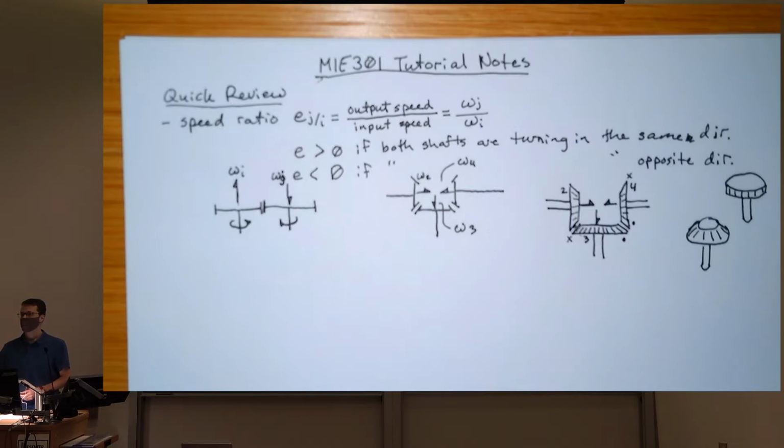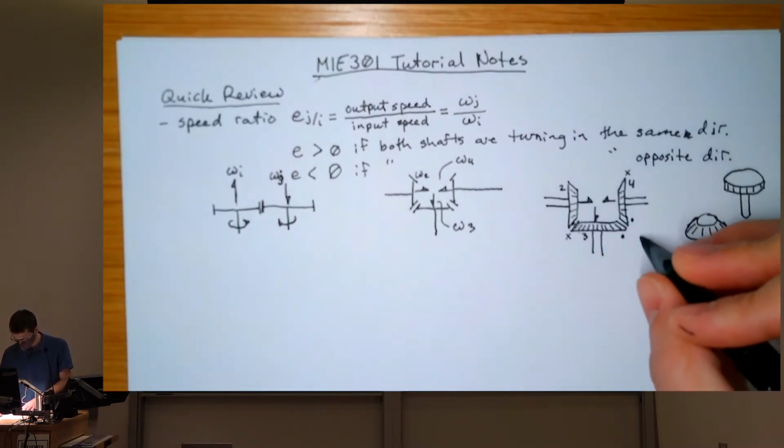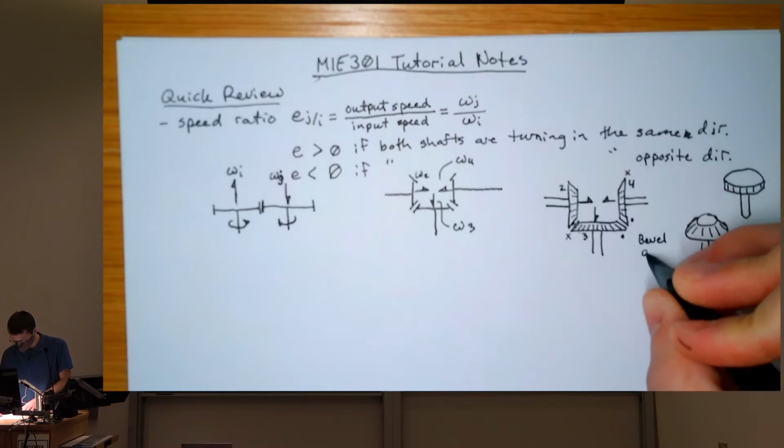Any other questions about determining the rotation directions of gears in more complex diagrams like this? Okay, and there is an example problem in the homework that does something like this with the more complex gear train, so take a look at that, and the solutions are already available online. So these would be an example of bevel gears.